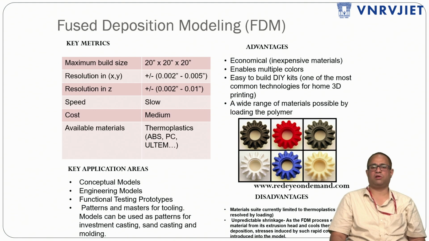And coming to the case of drawbacks, unpredictable shrinkage. Because of this warping and shrinkage defects, with FDM the utmost care should be taken, especially for the build platform temperatures, and also the usage of additional glues, etc., to avoid these warping and shrinkage defects.